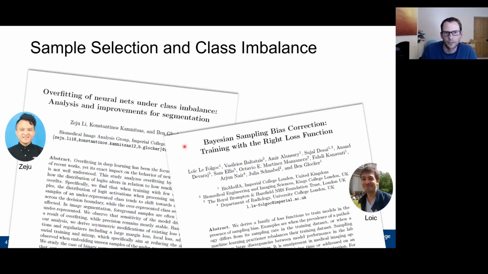There is a little bit of work, if people are interested. We did an analysis of how class imbalance affects neural nets, which was Mikhail last year, and Loic is looking into how you can correct during training, with a loss function, any sampling bias if you have prevalence shift. If people are interested, I can forward those works.